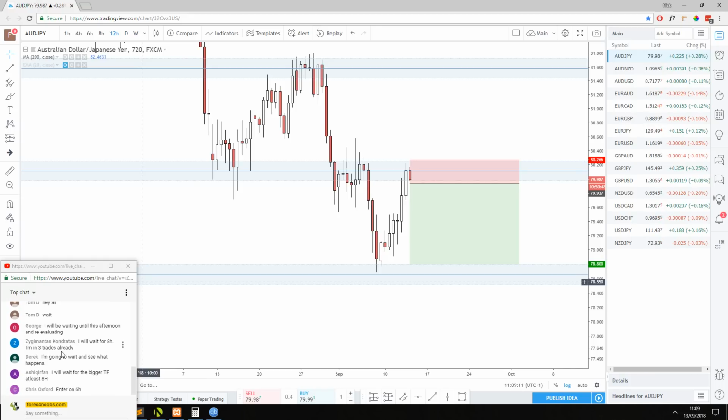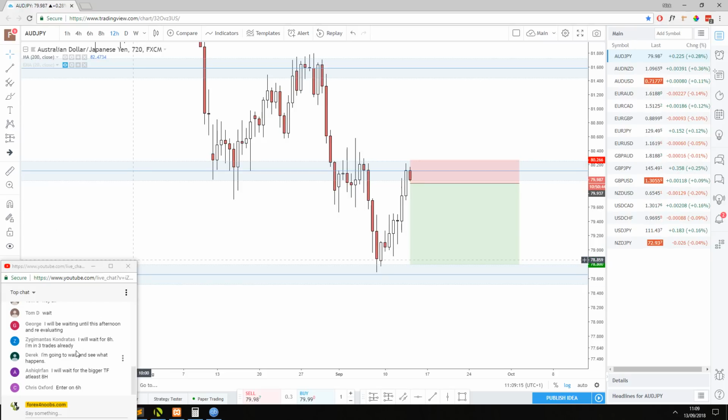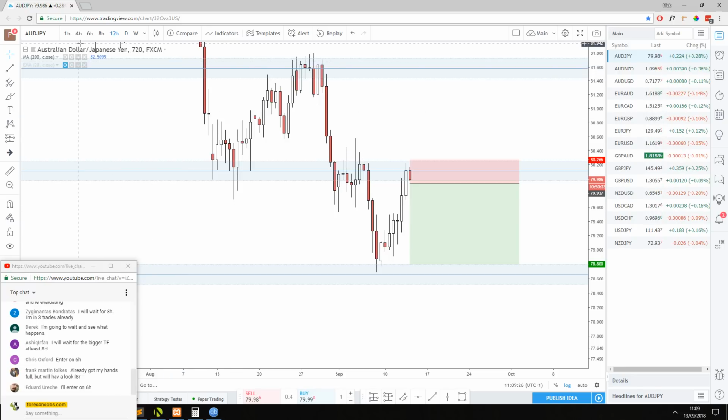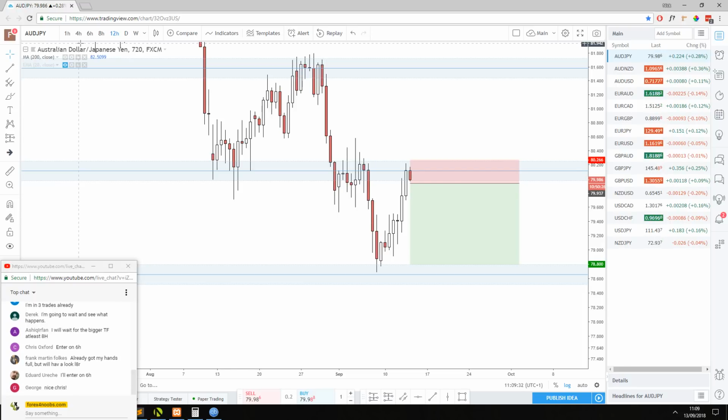George is waiting. Ash is waiting. You're in free trades already. That makes sense to wait for sure. You're going to wait. Everyone's waiting. Ooh, except for Chris. Chris is entering on the 6 hour. Cool. I like it. I mean, there's no right or wrong answer here. There really isn't. There's no right or wrong.